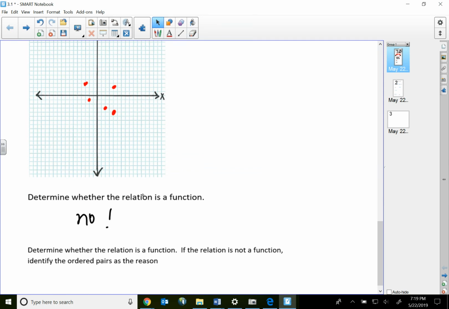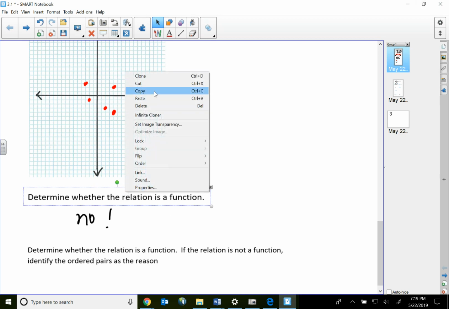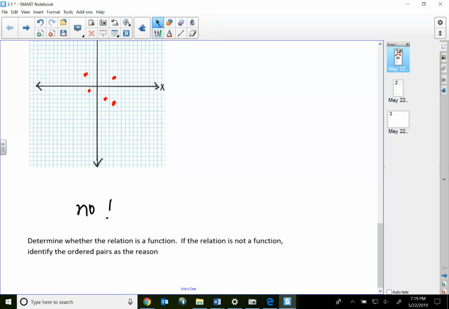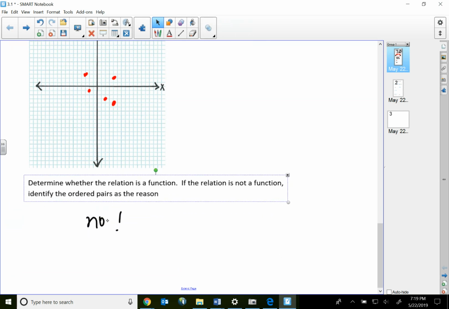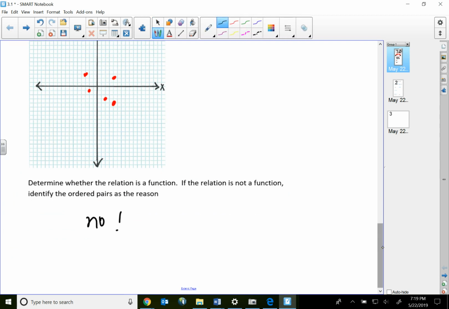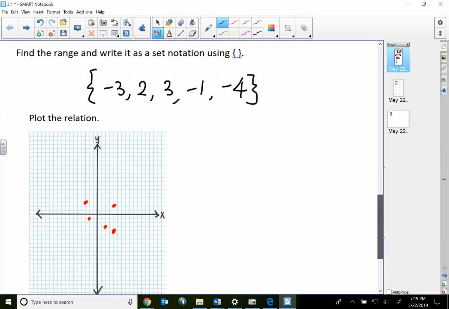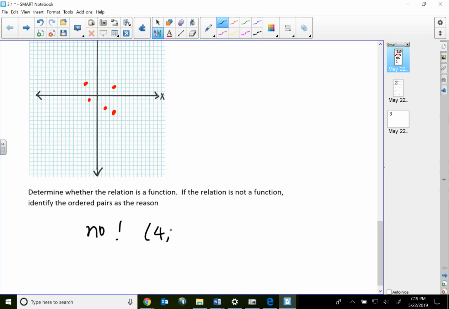So I'll kind of double my question here. I'm going to just delete that one. I think in my handouts, I deleted that. If not, we need to write down... Oh, you know what? Let me move this over here. If the relation is not a function, then I need to identify the ordered pairs as the reason. So the reason is (4, 2) and (4, -4). These two ordered pairs are the reason why my relation is not a function.